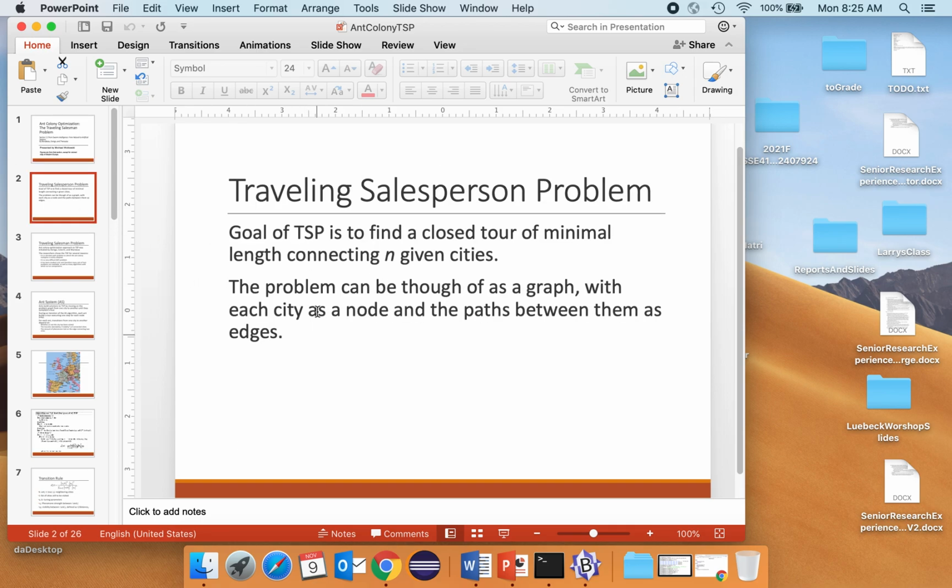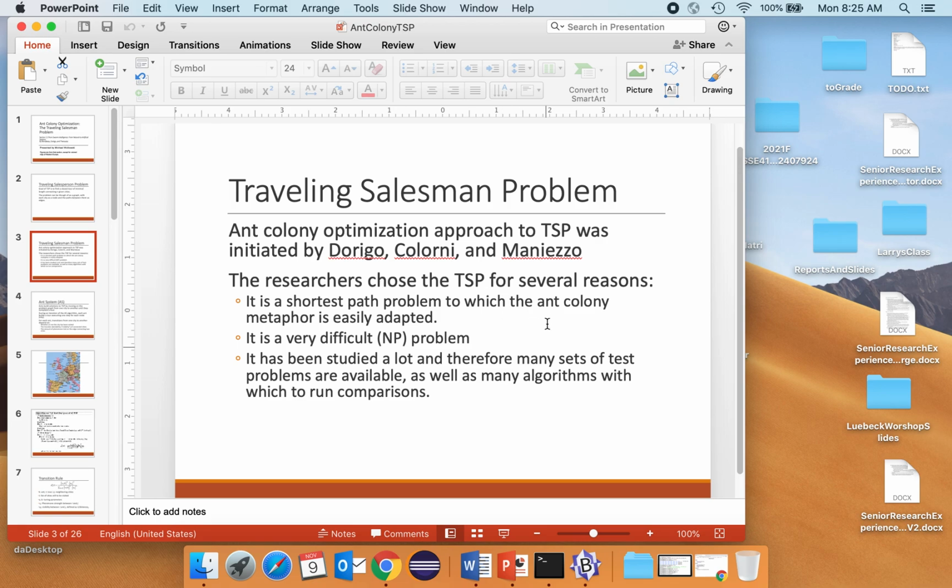So what's the goal of TSP, the traveling salesperson problem? The goal is to find a closed tour of minimal length connecting n given cities. And so it's typically represented as a graph problem. Each city is a node, and the paths between them are edges.